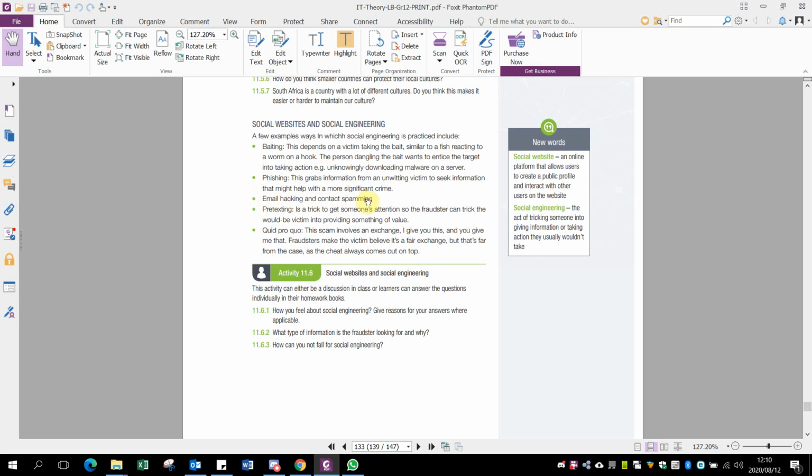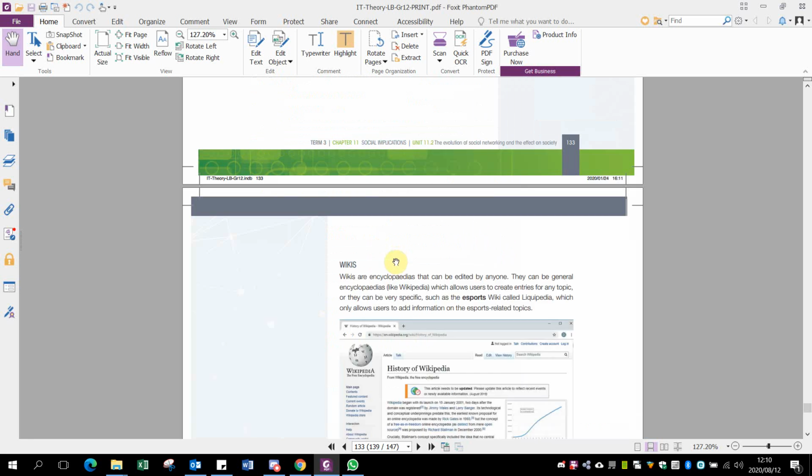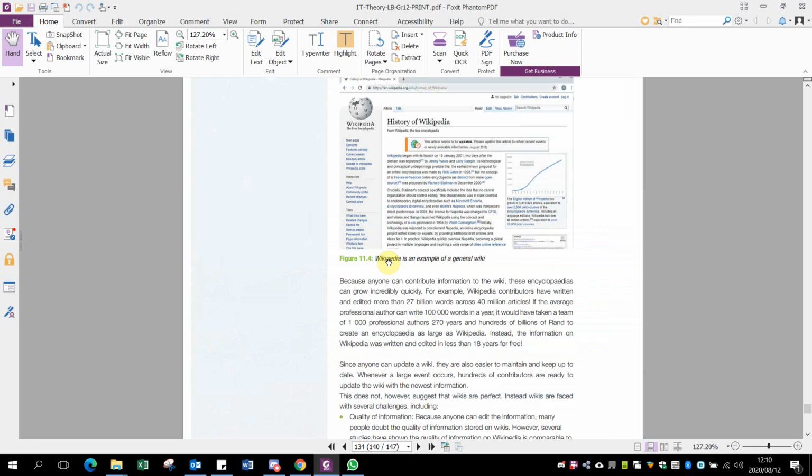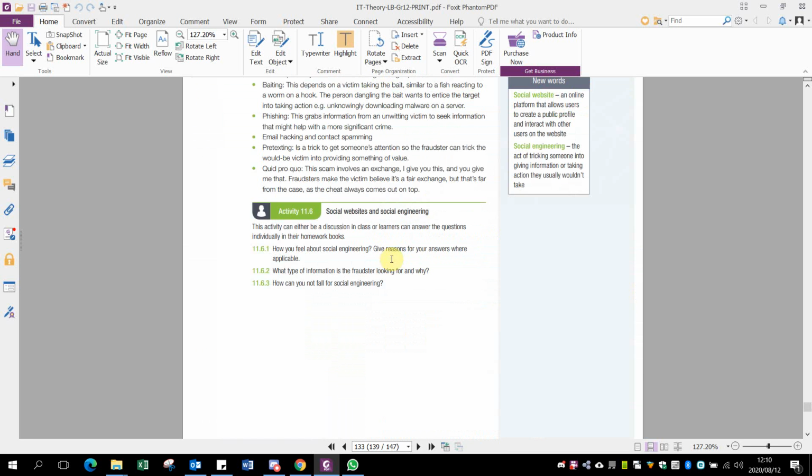Email hacking and contact spamming. Pretexting is a trick to get someone's attention so the fraudster can trick the would-be victim into providing something of value. And then quid pro quo. This can involve an exchange: I give you this and you give me that. On this point, social engineering is the act where people are tricking other people into giving information.